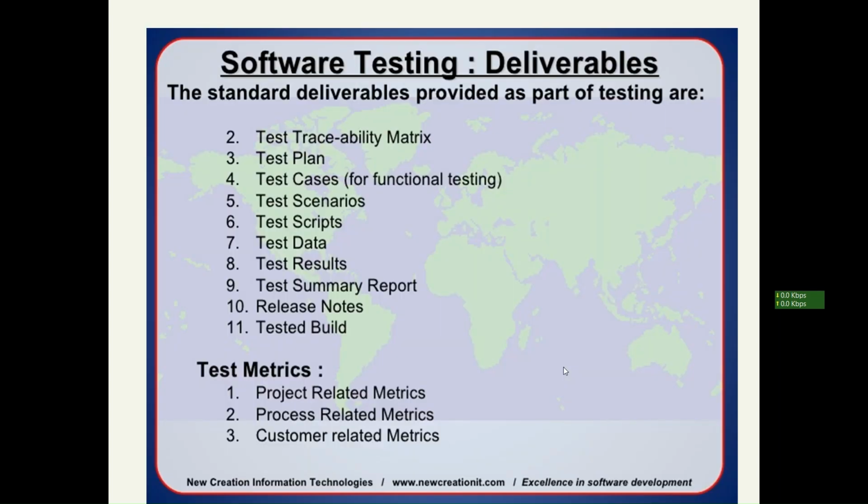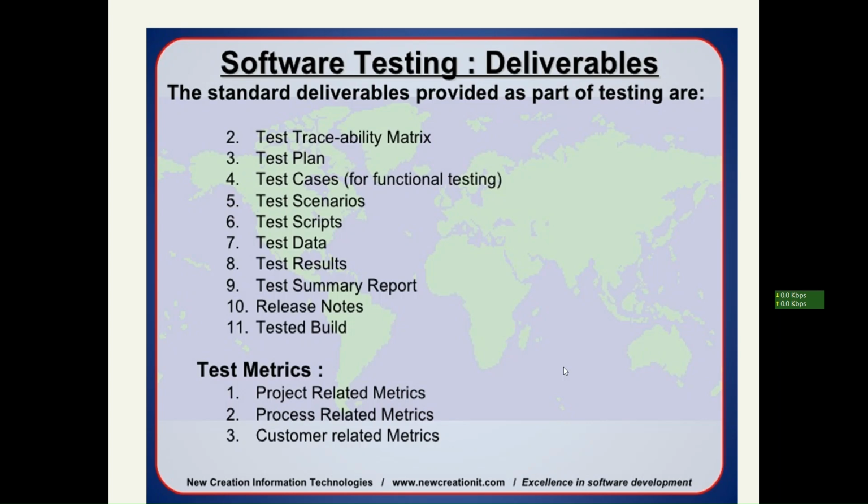Okay, next one is: what are the deliverables in testing? There might be a question, what are the artifacts or what are the deliverables in testing? A lot of deliverables, right? RTM is one deliverable. Test plan document, test strategy document, test cases, scenarios, scripts, test data, test results log report, test summary report, automation summary report, release notes. The build is also a deliverable. There are a lot of deliverables or artifacts in the project.